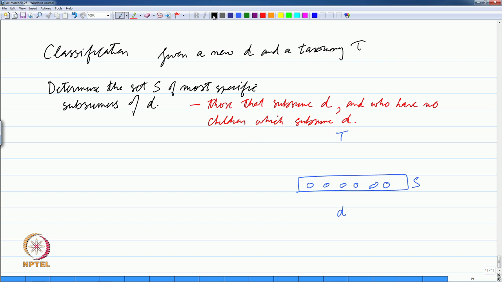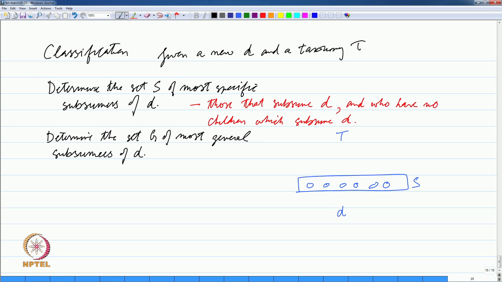Then the next step is to determine the set G of most general subsumees of D. So, just as we define the most specific subsumers, we can define the most general subsumees. They must be subsumed by D, but they must not have any parents which are subsumed by D essentially. So, we can define it like that. I will not write it here.